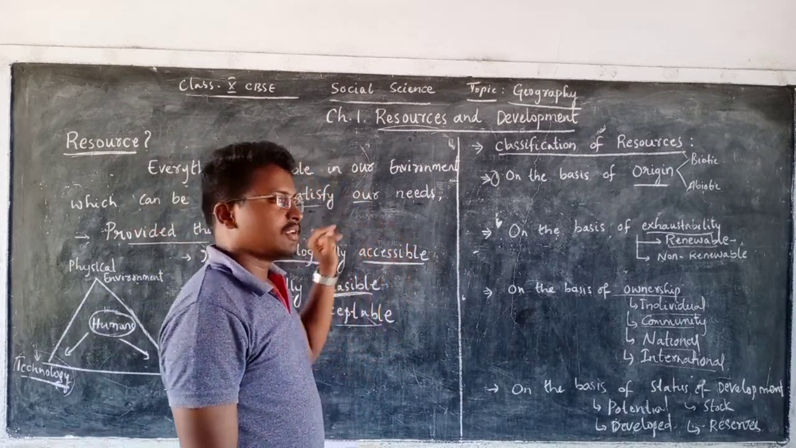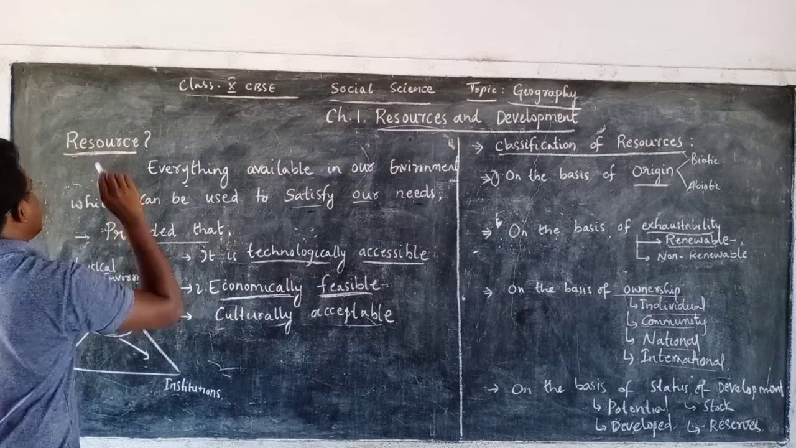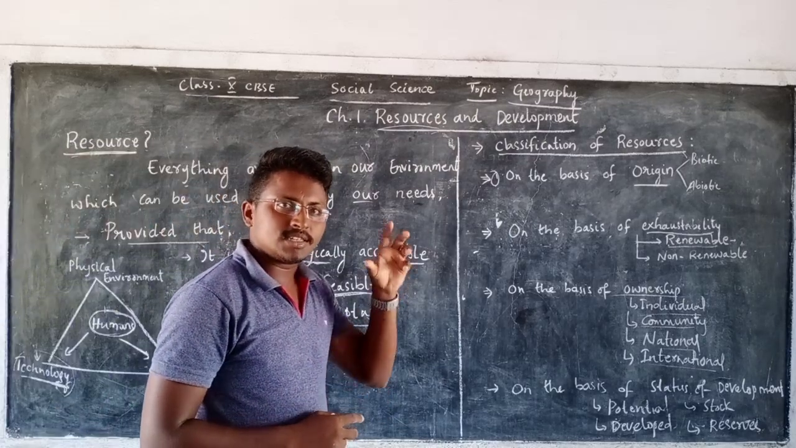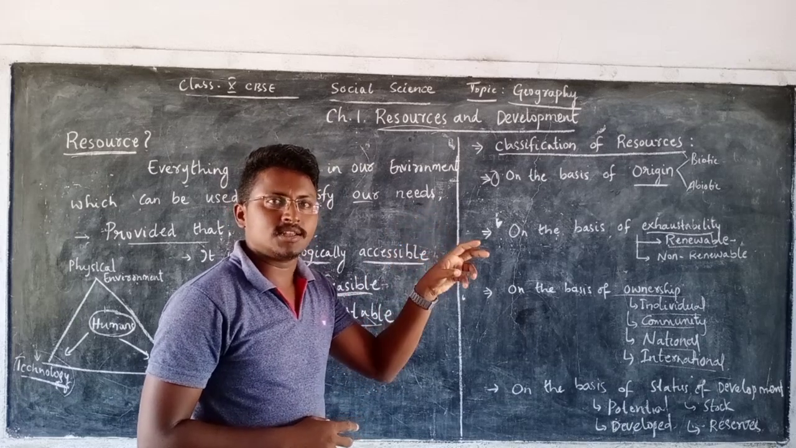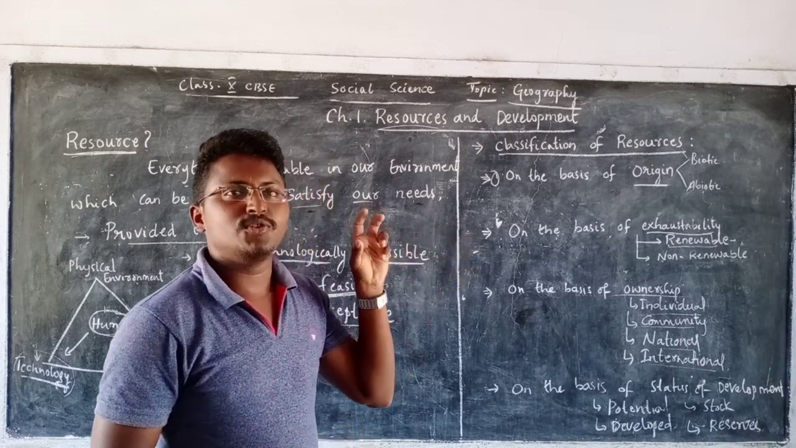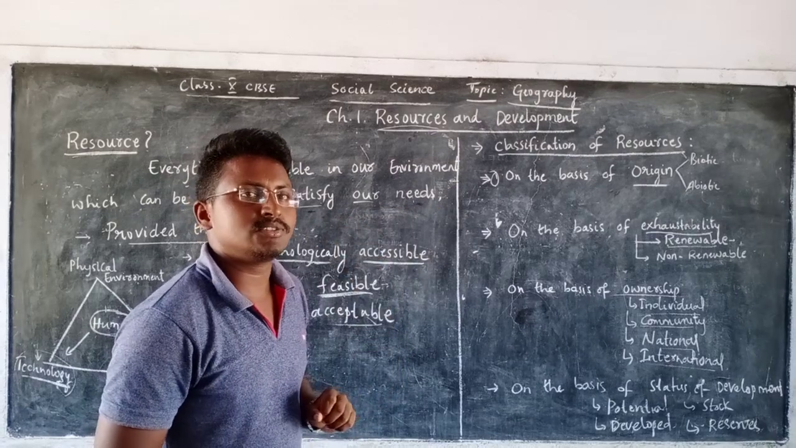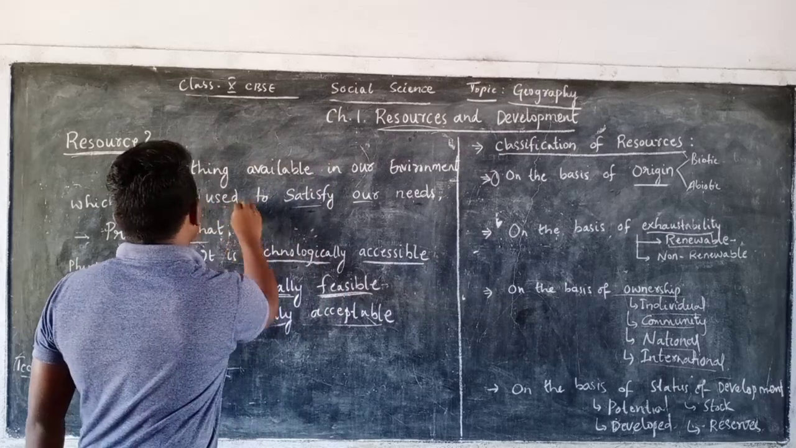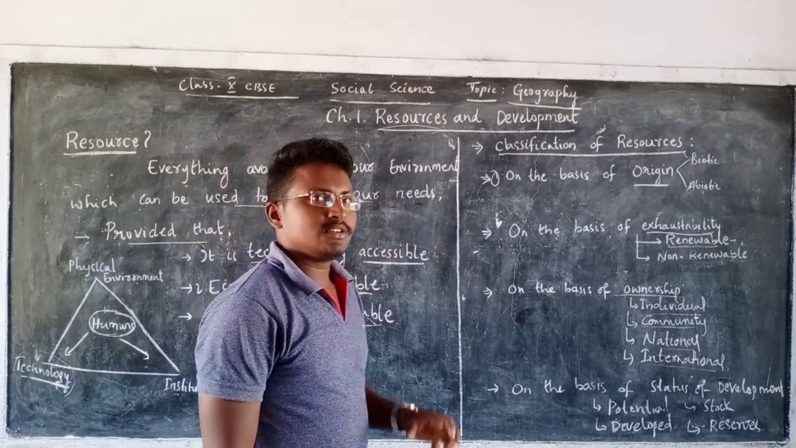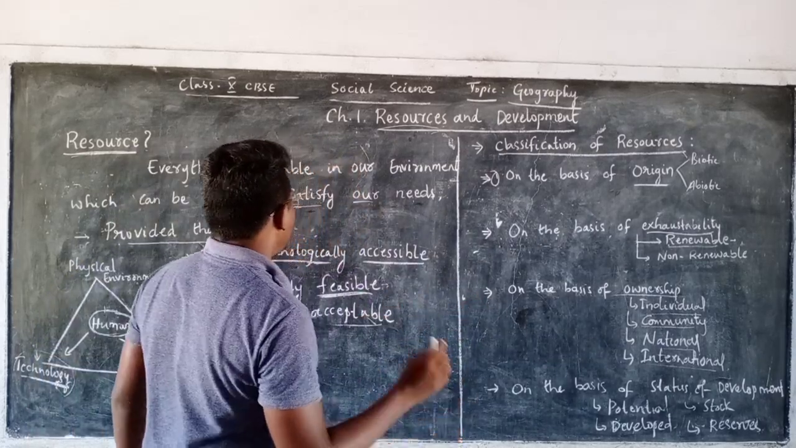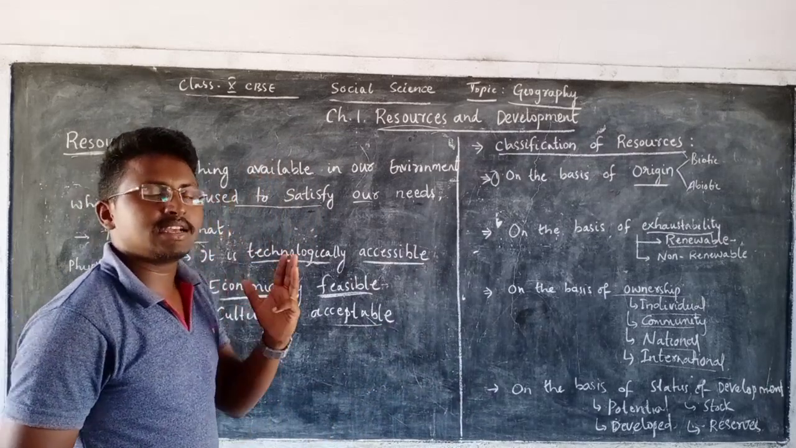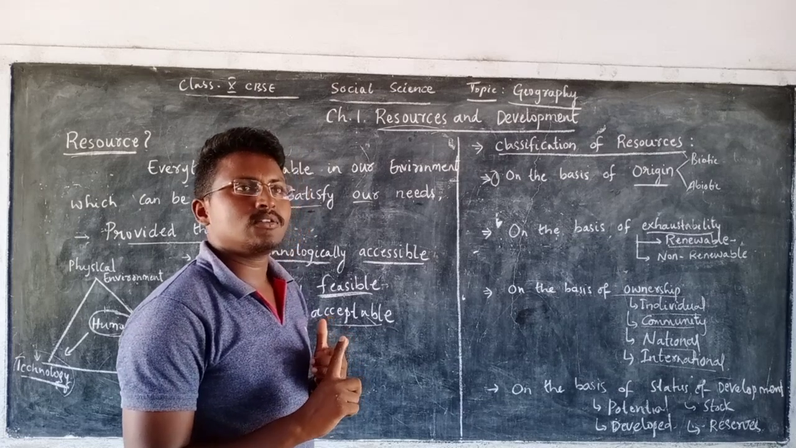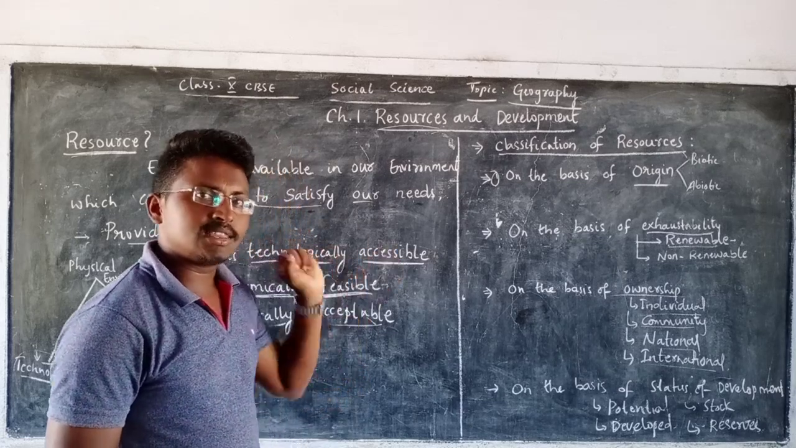So let us start. Let me begin with what is a resource. Resource means whatever things are available in our nature and can satisfy human needs, we call them resources. Or you can simply say everything available in our environment which can be used to satisfy our needs, we call them resources. But there are three conditions which should be satisfied, then only we can call it a resource. So what are these three conditions?